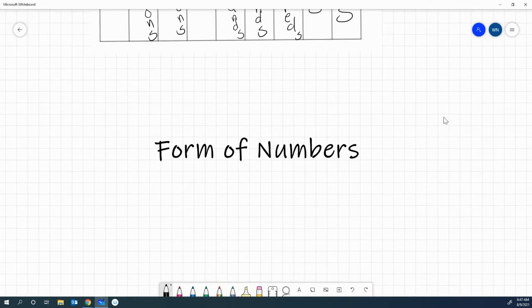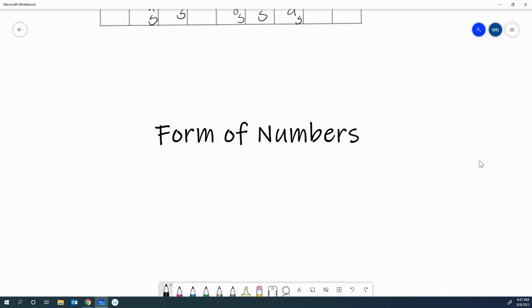Now we're going to talk about forms of numbers. You should remember these as well. You've got 3 different forms. We've got standard. And standard form is your super easy one. If I was to say 621, it would be just in number form.